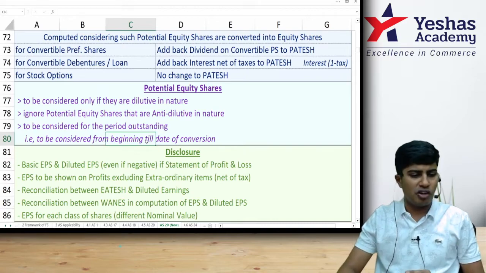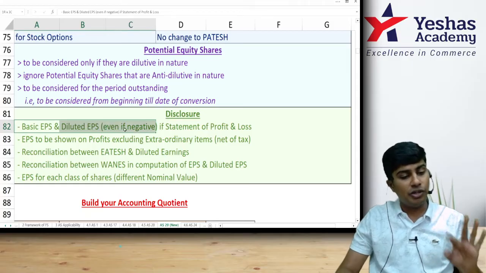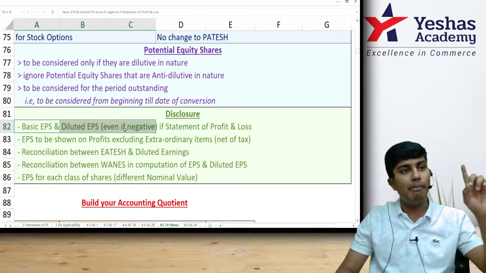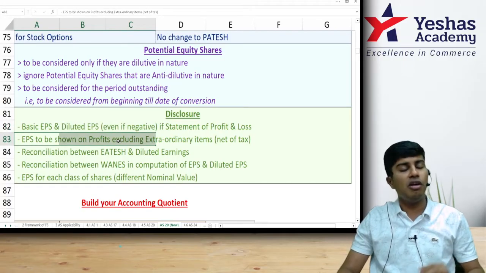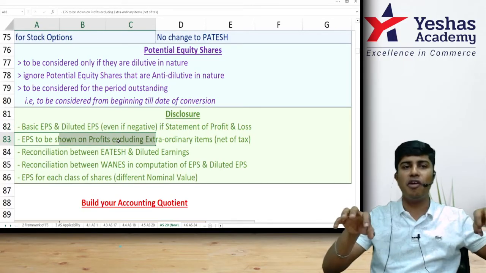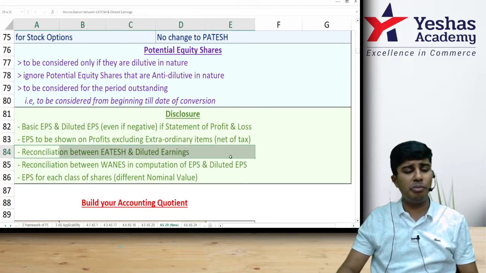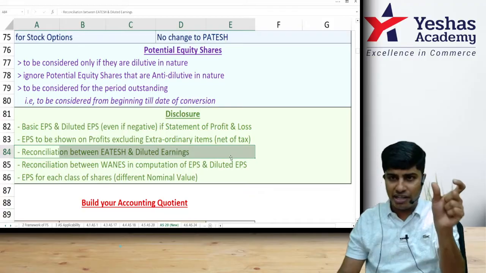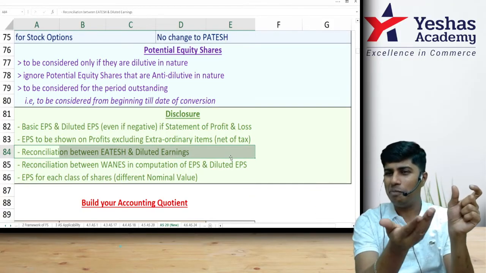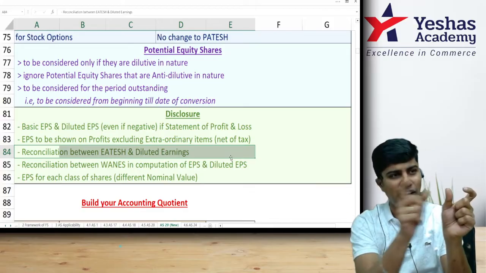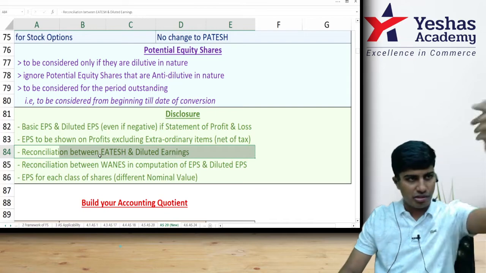Finally, in your statement of profit or loss, you need to disclose your basic EPS and diluted EPS even if it is negative. It is mandatory, not an option. You can't skip this. And EPS will be shown for extraordinary profits and ordinary profits separately. And reconciliation has to be done between basic and diluted earnings. From earnings available to equity shareholders, how did you arrive at diluted earnings? You added back preference dividend, you added back interest net of tax. That computation has to be shown in financial statements and in the workings.